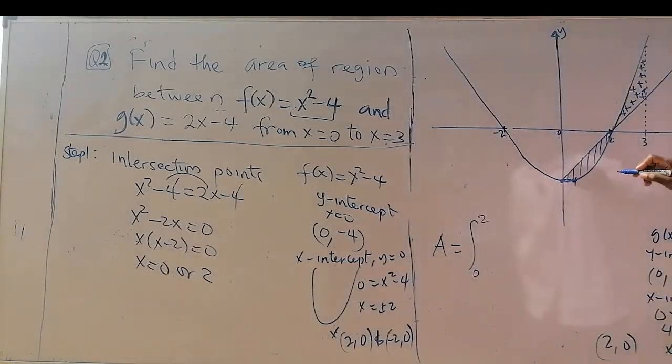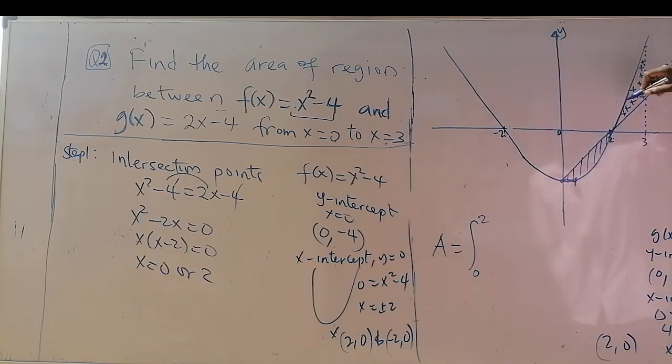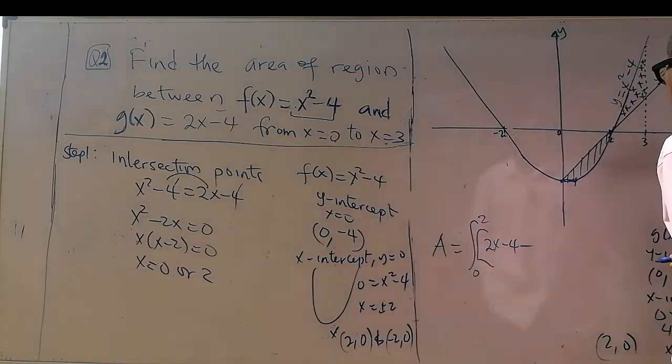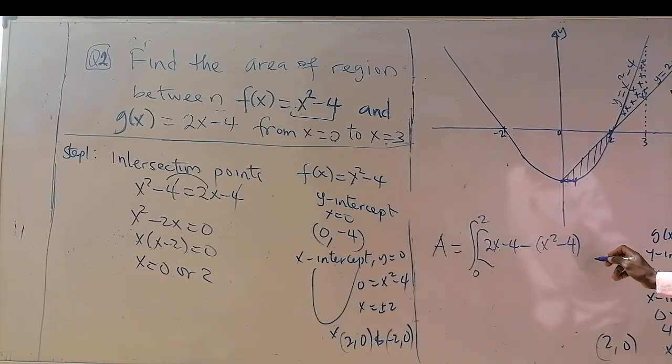What's the curve there? Don't forget the straight line: y equal to 2x minus 4. The open up graph is y equal to x squared minus 4. You can realize that the straight line is on top of the open up graph. So we have 2x minus 4 minus the other one, x squared minus 4. Close that bracket.